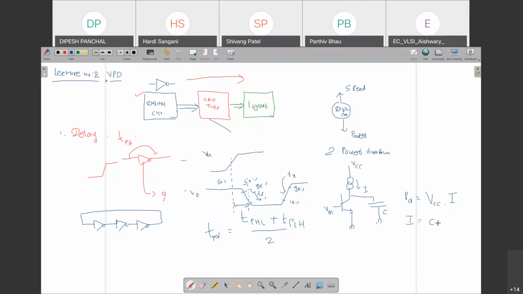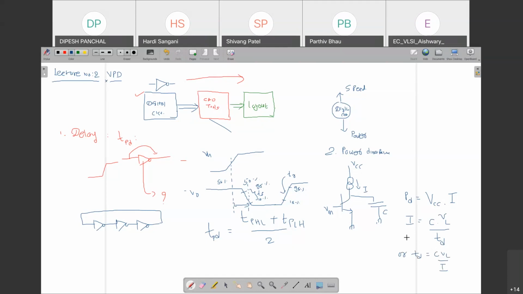The change in voltage in the digital case we call the logic swing, which we define as VL. It is the maximum to minimum change in voltage, called the logic swing. Divided by delay, the current passing through the capacitor is C into change in voltage divided by delay, or the delay we can write as CVL by I.